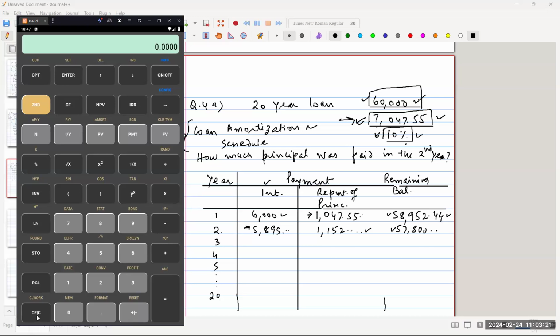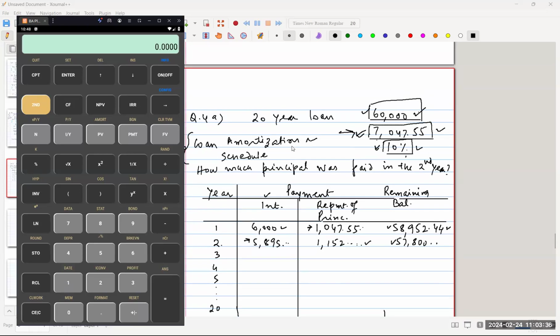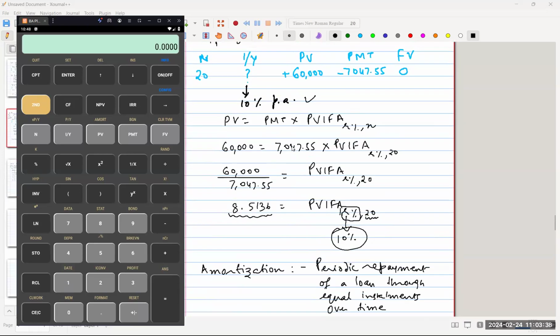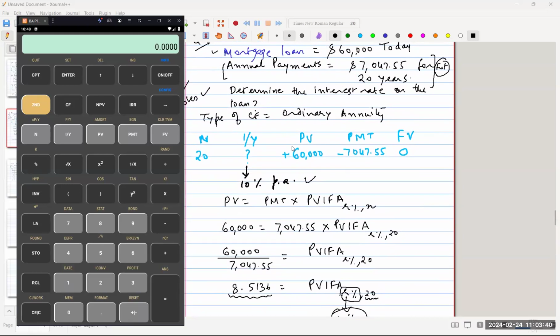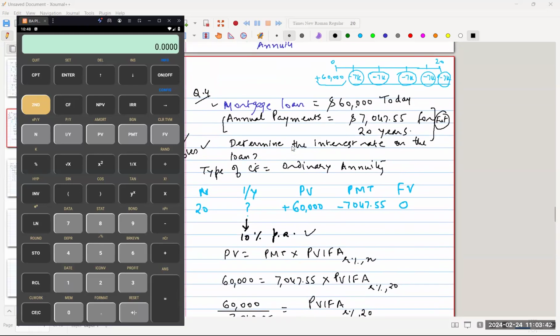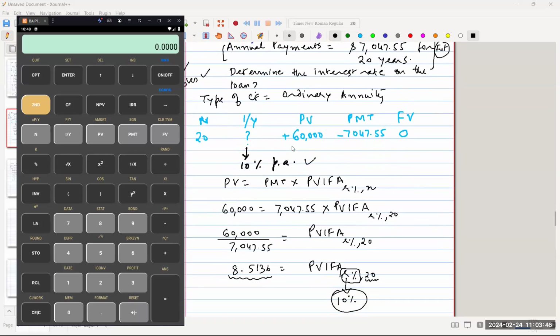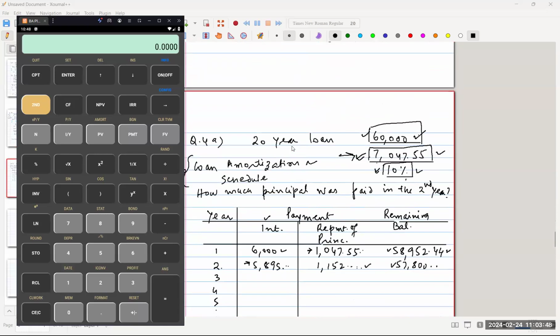In this question, we know that the amount of payment that we have to make each year is $7,047. But if you want to do this on the financial calculator, you must calculate this yearly or periodic payment first on the calculator. Without doing that, we cannot proceed. So if you go back to the previous question, no, we didn't do that because we assumed the payment in question 4 and 4A both.